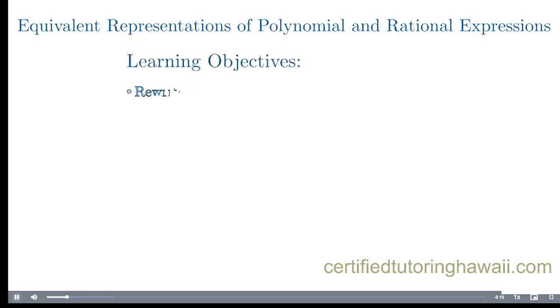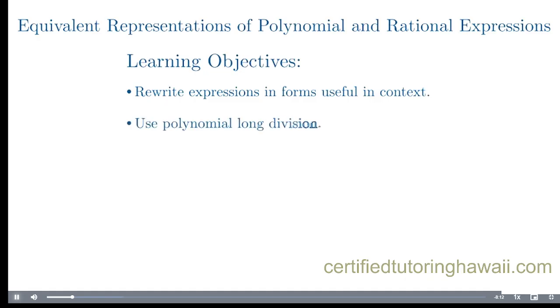Specifically, our learning objectives are to rewrite expressions into forms useful in context, and to use polynomial long division and the binomial theorem to achieve these forms. Let's start with polynomials. The most common forms are standard form and factored form. Each one reveals different key features. Let's begin with standard form.